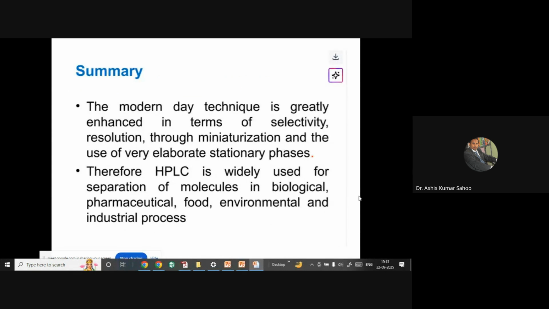Summary: the modern day technique is greatly enhanced in terms of selectivity, resolution, miniaturization, and use of very elaborate systems. Therefore, SPLC is widely used for separation of molecules in the biological, pharmaceutical, food and environmental industry. So these are the different techniques for SPLC. What is the SPLC? What are the different components working in SPLC? What is the application of it? So this is one advanced technique of chromatography.